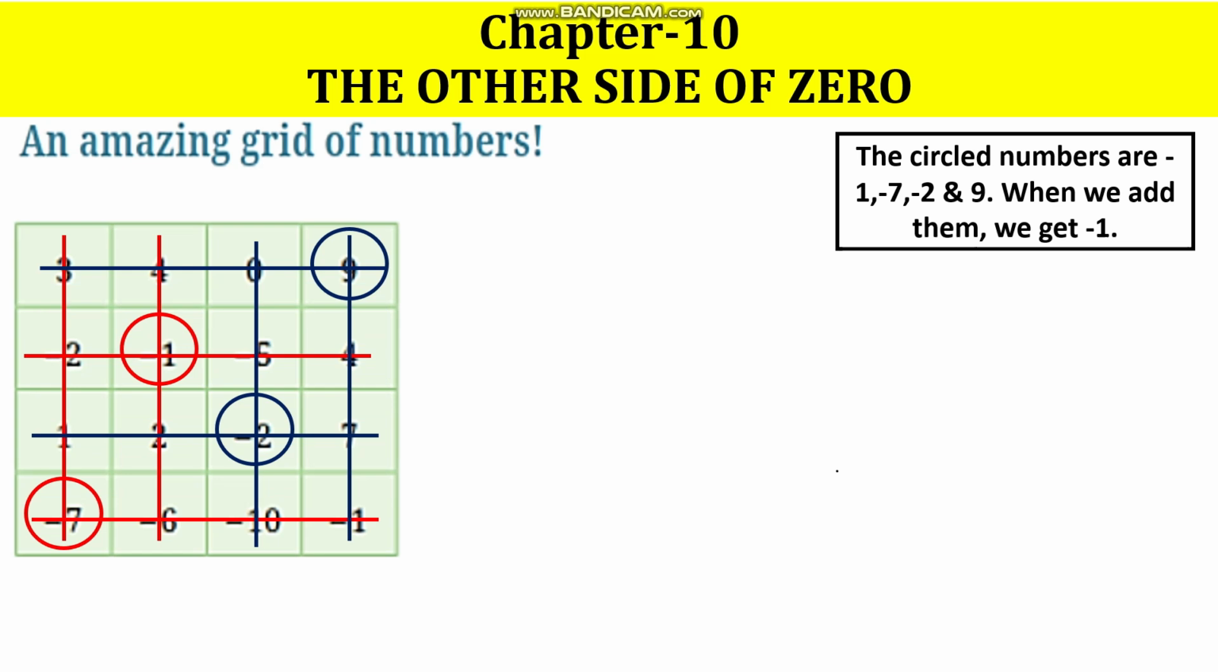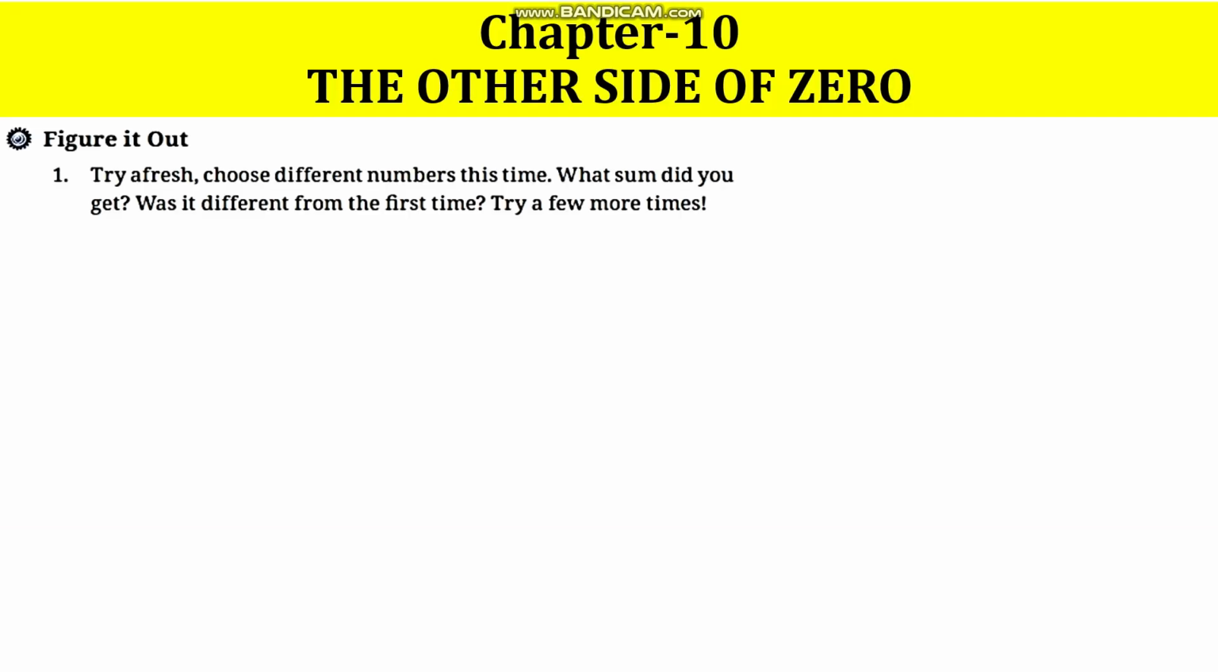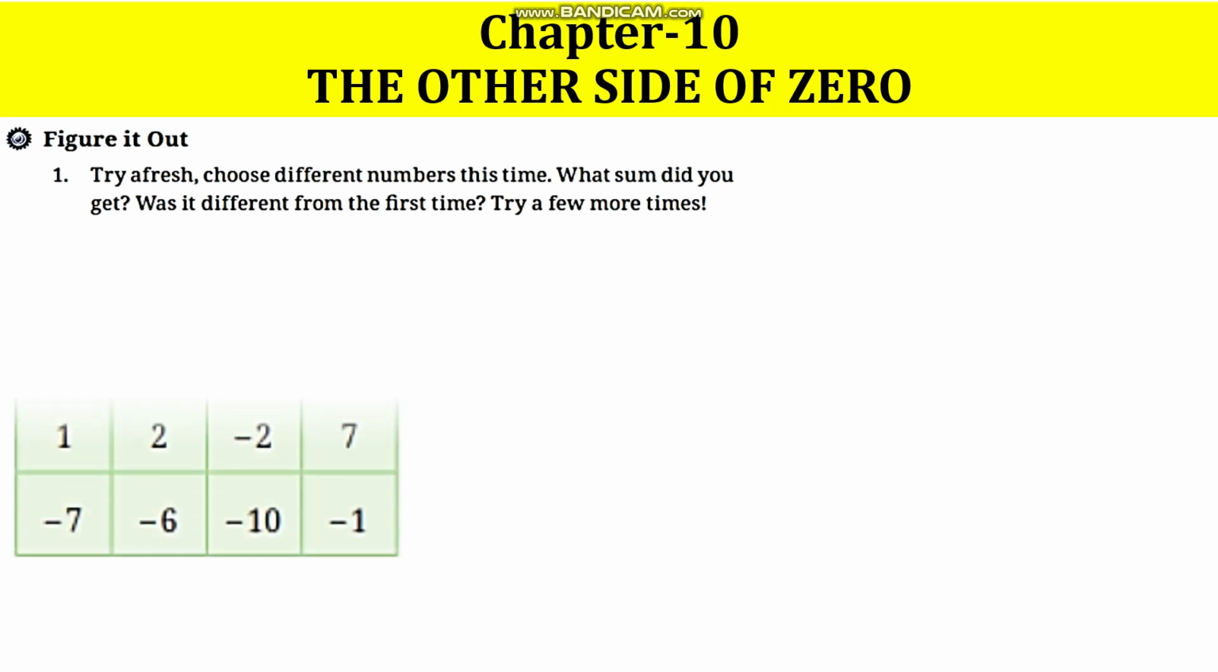When we are adding these, we are getting -1. What sum are we getting after adding these numbers? Was it different from the first one? Let us try a few more.